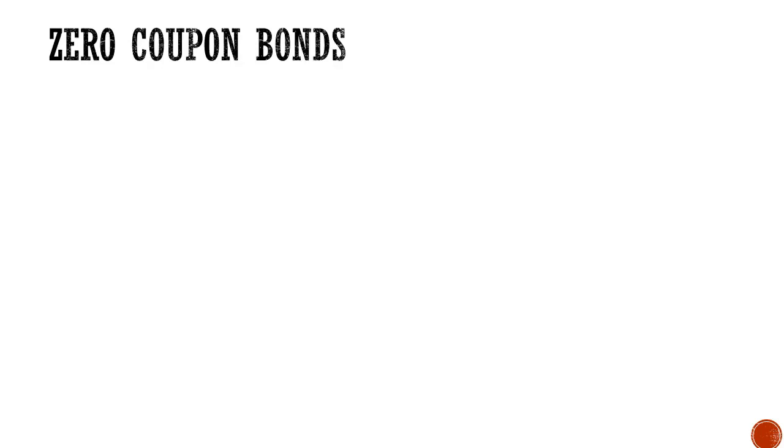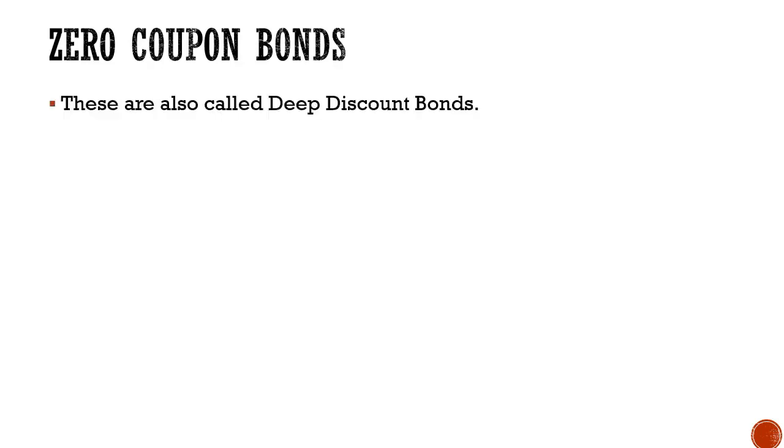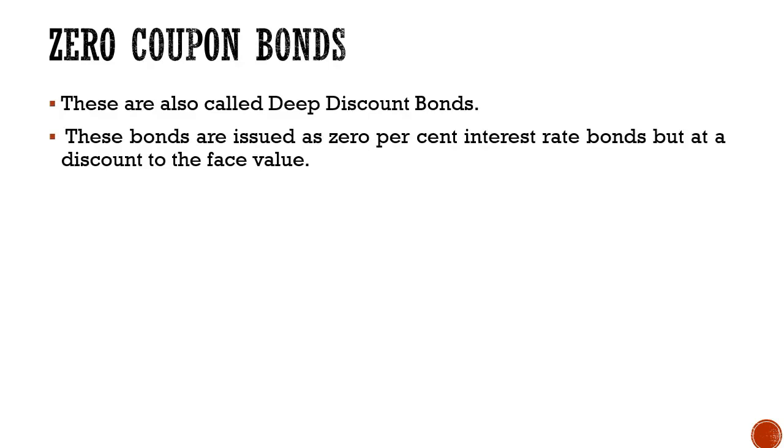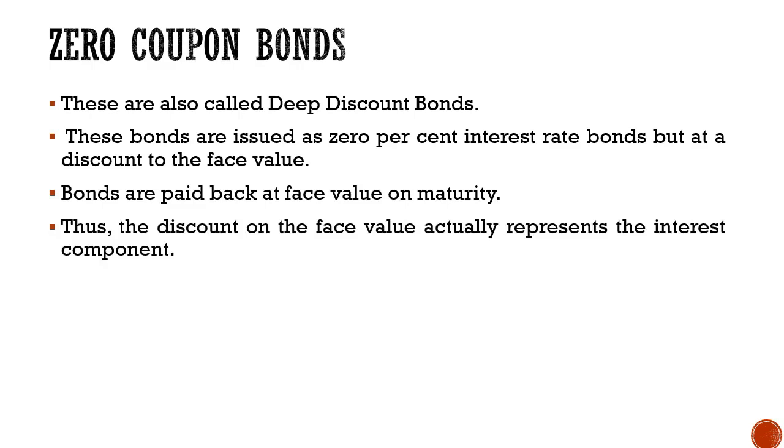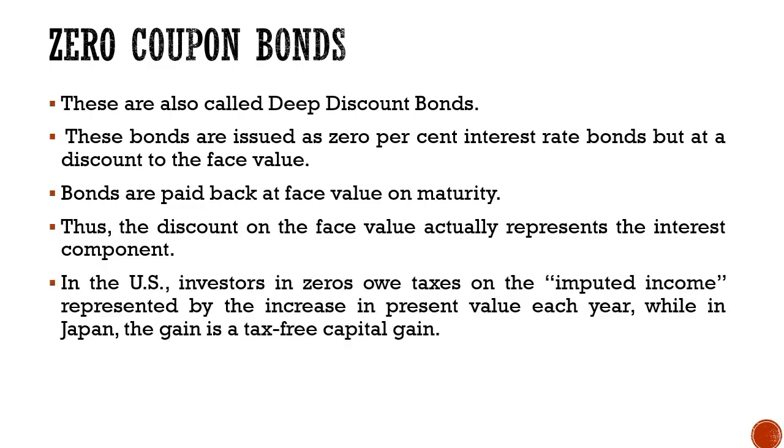Okay, the next is the zero coupon bonds. Now these are also called the deep discount bonds. These bonds are issued as 0% interest rate bonds but at a discount to the face value. The bonds are paid back at face value on maturity. Thus, the discount on the face value actually represents the interest component. In the US, investors in zeros owe tax on the imputed income represented by the increase in the present value each year, while in Japan, the gain is a tax-free capital gain.